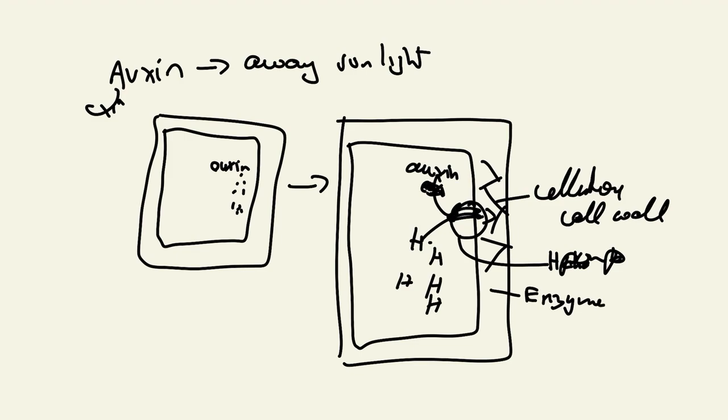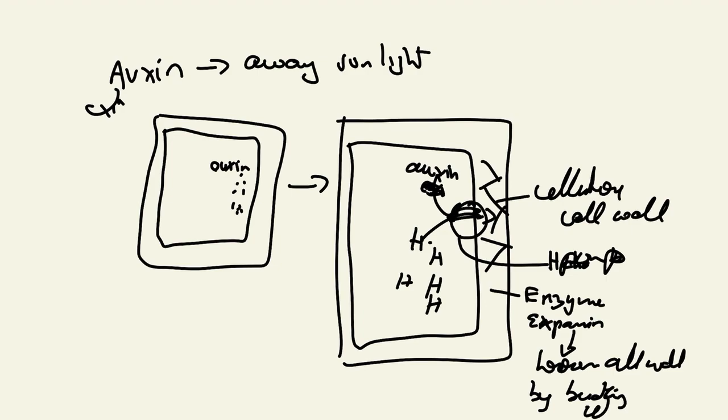In this case, the enzyme is expansin. And what does this expansin do? It loosens up the cell wall by breaking cellulose. And if you're breaking cellulose, now this whole area here became loosened up. Now that's not enough. Nope.